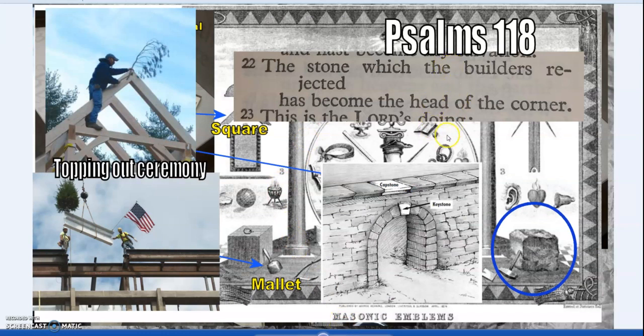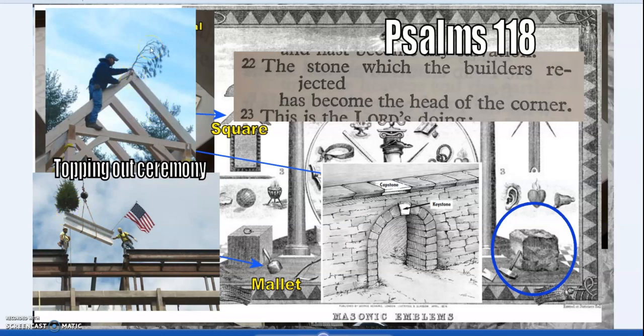So the stone the builders rejected, the head of the corner, refers to usually the capstone that's placed on top, but can also refer to the keystone. But the capstone is on top. So there's another ceremony which is called the topping out ceremony. When they place the last steel beam on a building, they'll put a tree on there, or you'll even see it when they make a house.